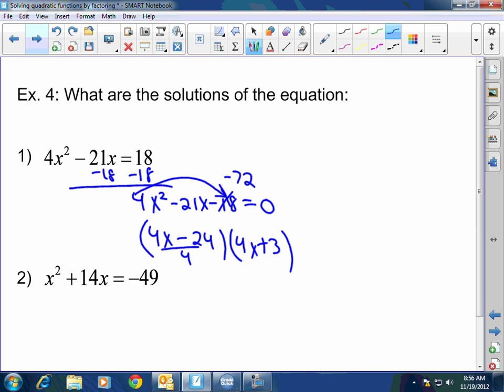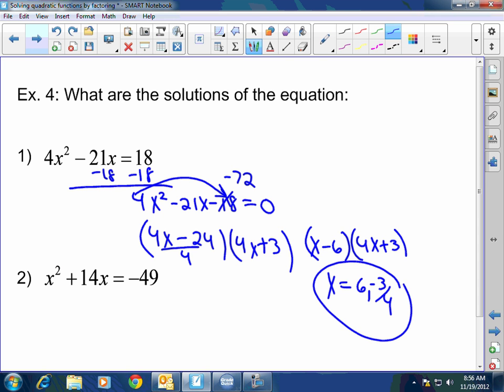Artificial factor of 4. And I got x minus 6 times 4x plus 3. So my solution is going to be 6 and negative 3/4. You with me? Chris, especially since you have a test tomorrow on factoring, is the factoring flowing with you, my brother? Okay.